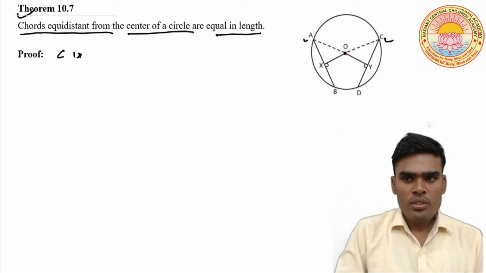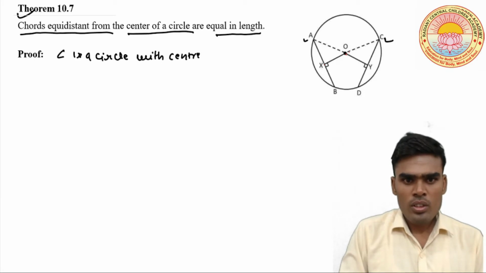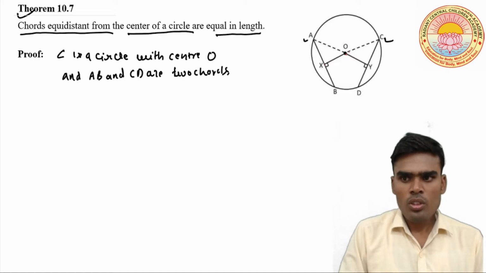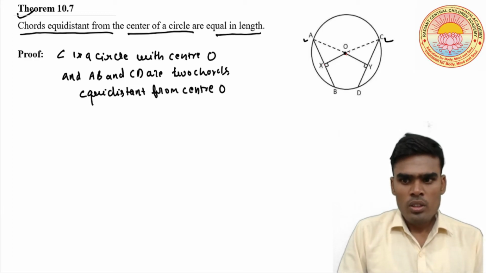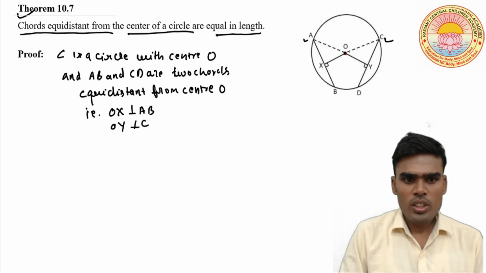C is a circle with center O, and AB and CD are two chords equidistant from the center O, that is, OX is perpendicular to AB, OY is also perpendicular to CD, and given that OX is equal to OY.